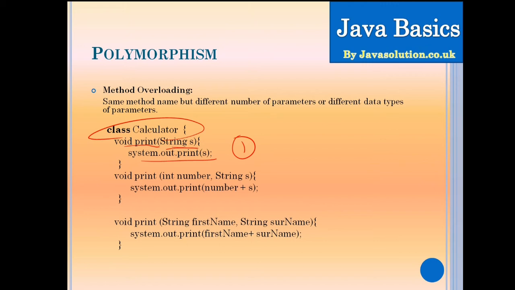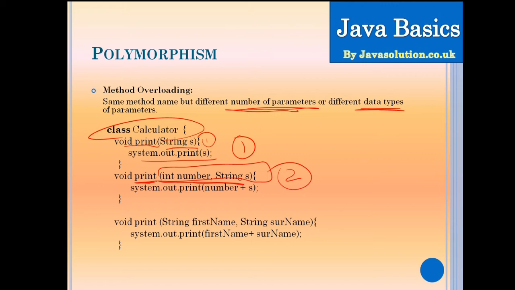Method overloading means you create the same method name, so the print method name, but then you can change the number of parameters or the type of parameters. So if you have a different number of parameters, here we have only one parameter and here we have two parameters, right? So what we're doing is overloading the method. Overloading means the same method will have a different number of parameters or different data types of parameters, and then inside that you can do a different implementation.